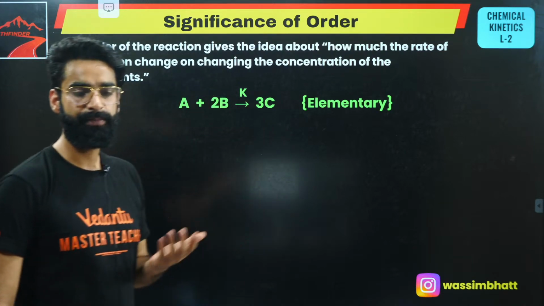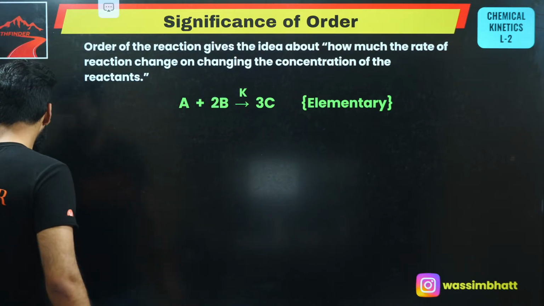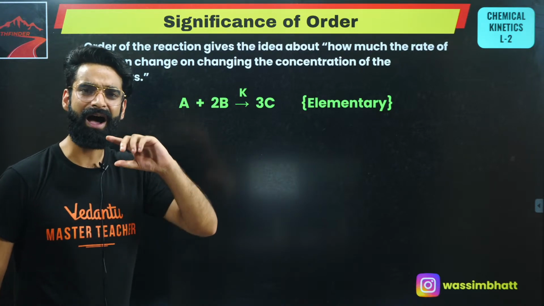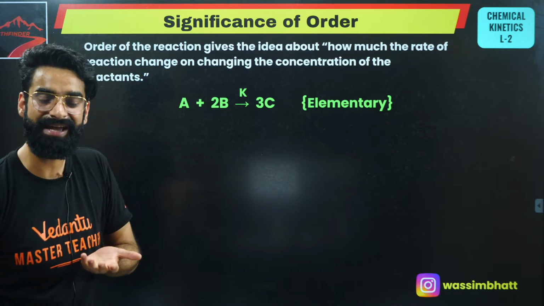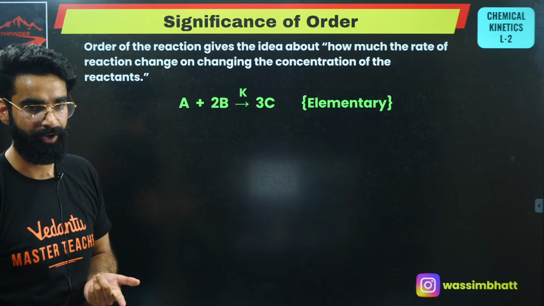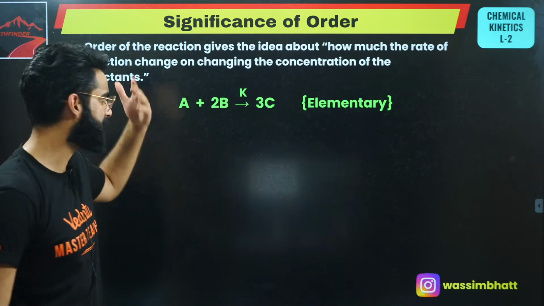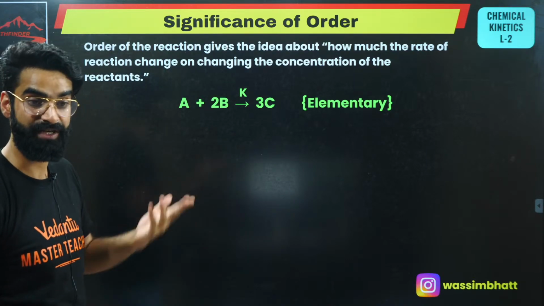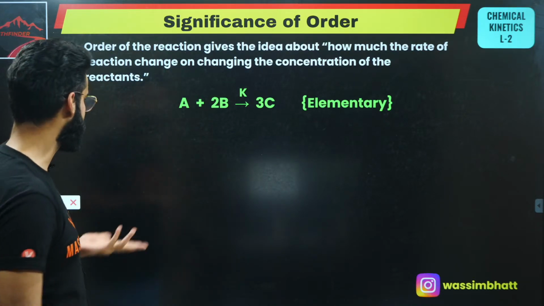Now, what is the significance of the order of the reaction? What all things can we depict from the order of the reaction? Well, people, order of the reaction simply gives us the idea about how many times the rate of reaction changes on changing the concentration of reactant. If I change the concentration of reactant, how many times does the rate of reaction change? That's something which is given by the order of the reaction.